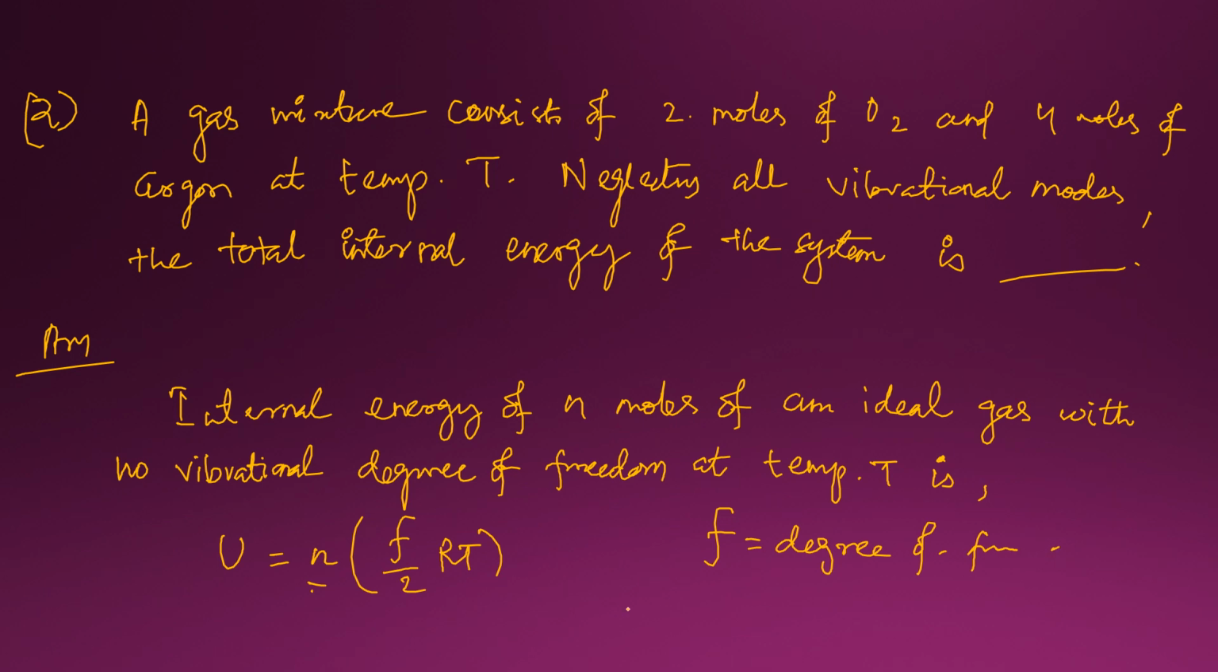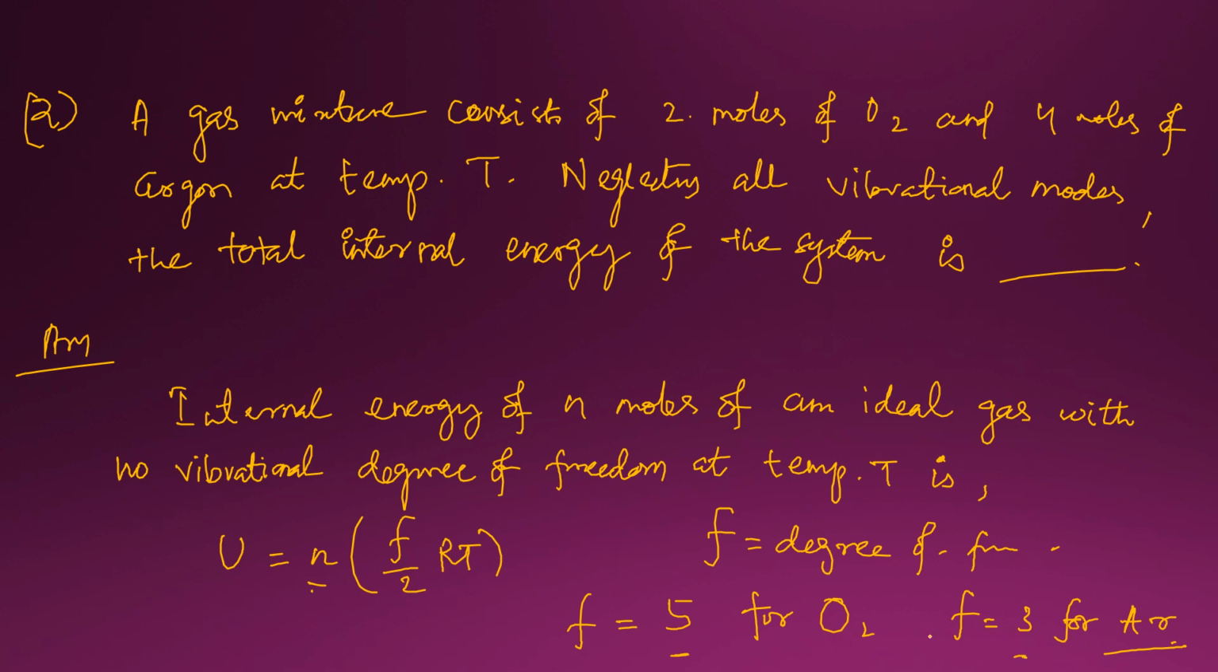So F is what is given? The gas consists of 2 moles of O2 and 4 moles of argon. You have to remember this: F is actually 5 for O2, but it is only 3 for argon. You have to remember this. 5 for O2, a diatomic gas, and 3 for argon, which is monatomic.